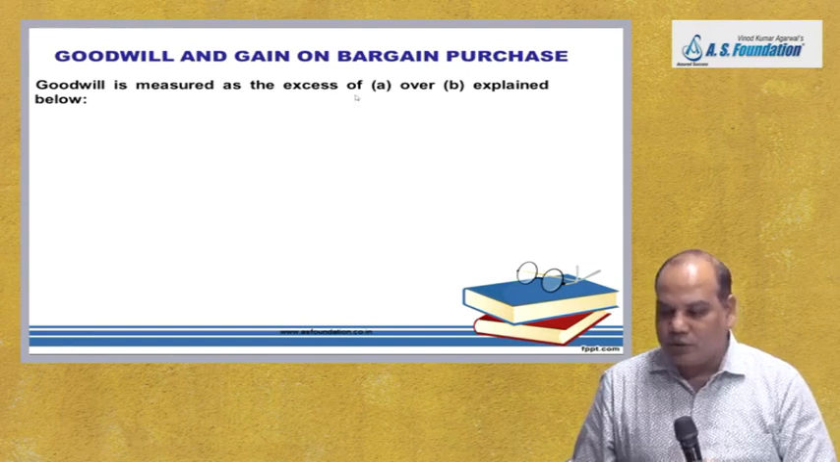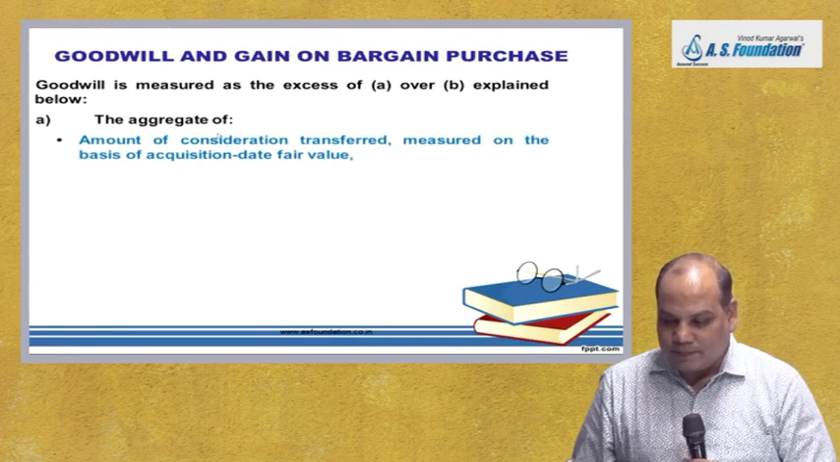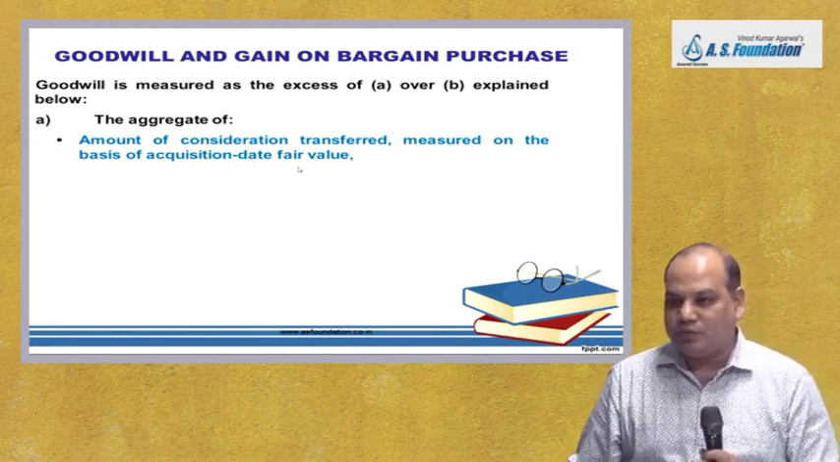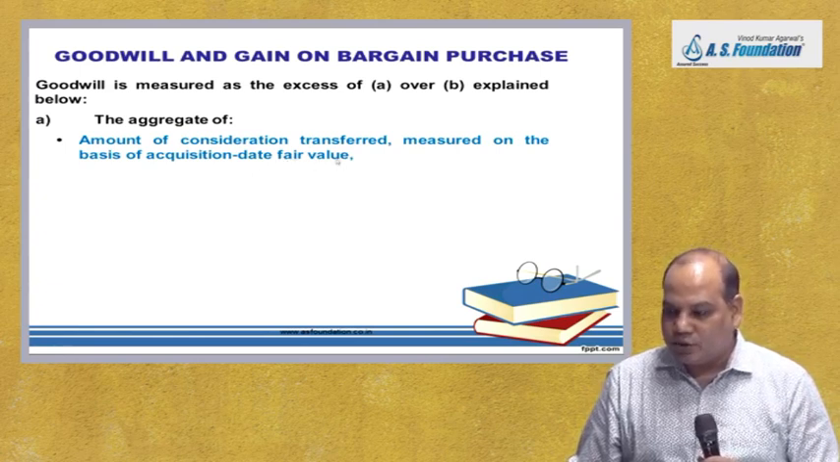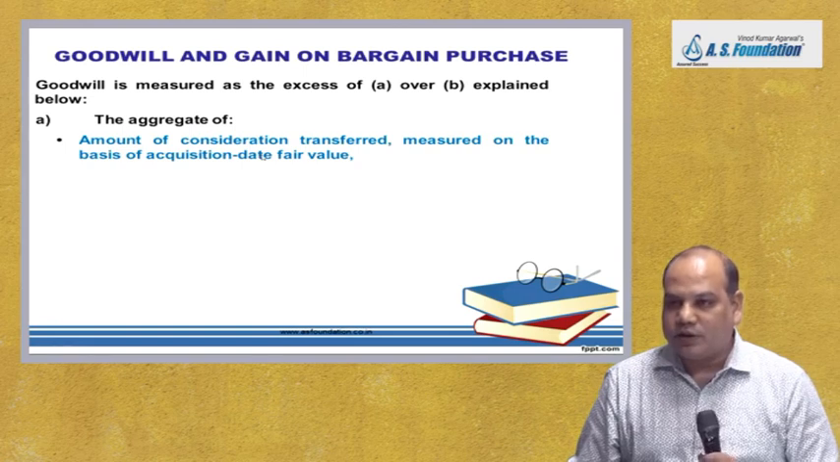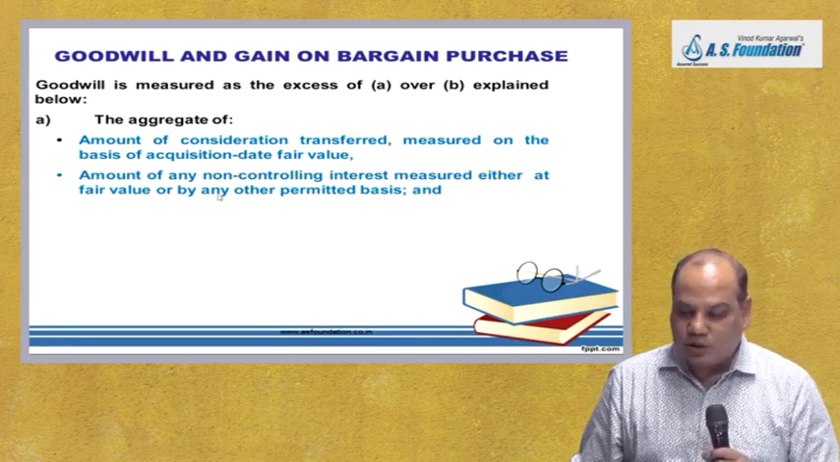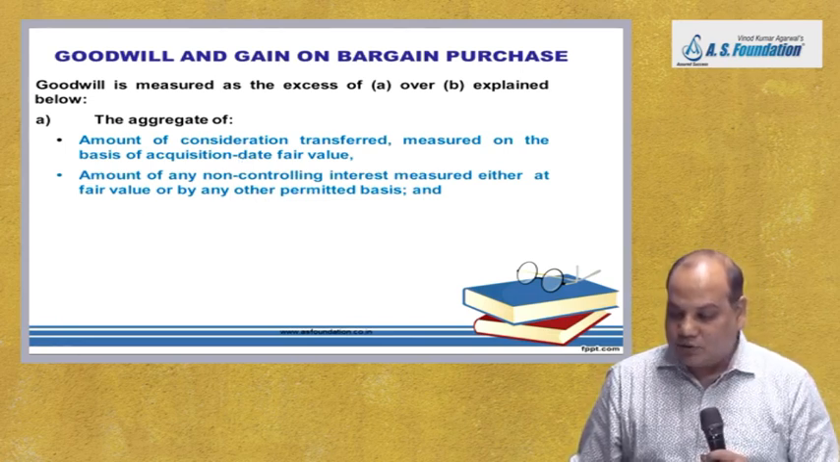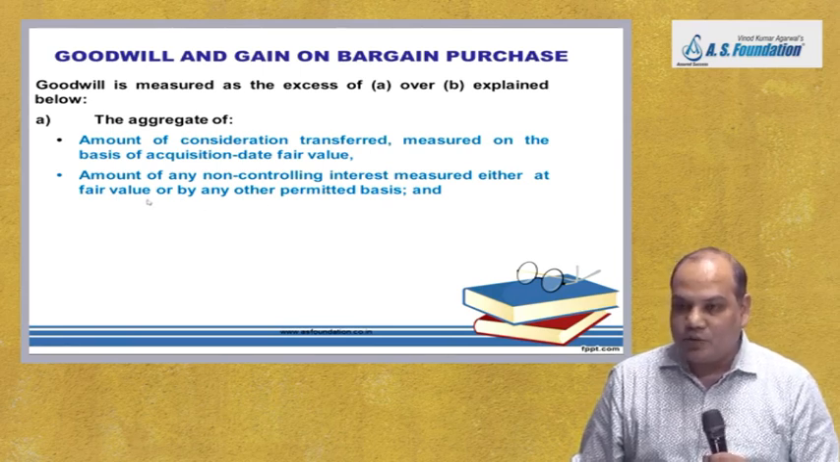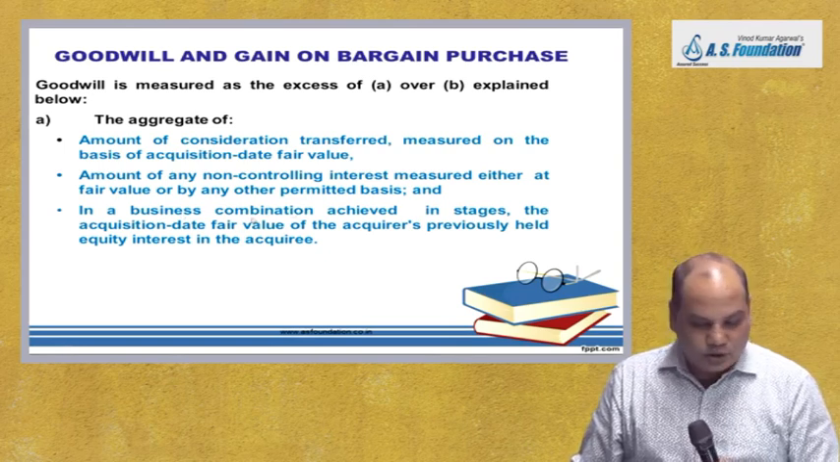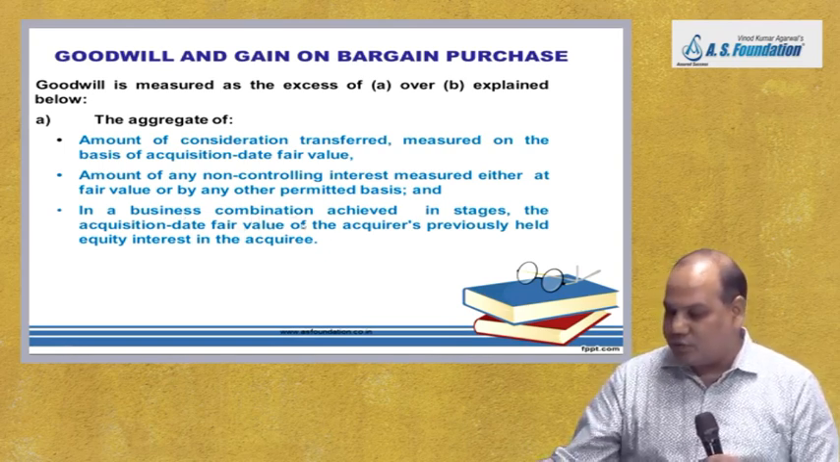Goodwill is the excess of A over B. What is A? A is the aggregate of the amount of consideration transferred, measured on the date of acquisition fair value. Okay, already discussed with you in IFRS 3. Take fair value of consideration transferred. First line is fair value of consideration transferred. To that, you will add NCI, either at fair value or at proportionate share in net asset. Third thing you will add, if applicable. Okay, this point I will explain right now only. Afterwards, we will not have to discuss.